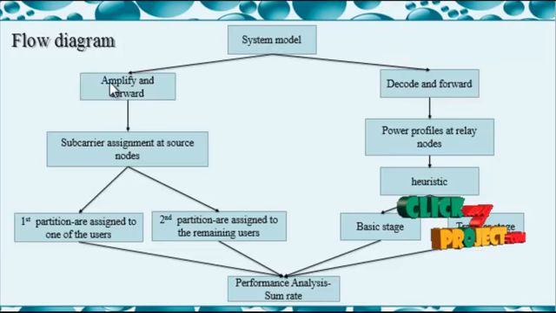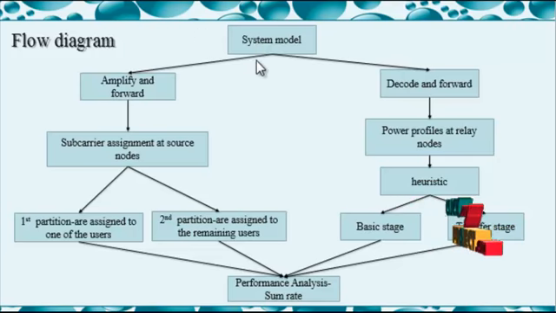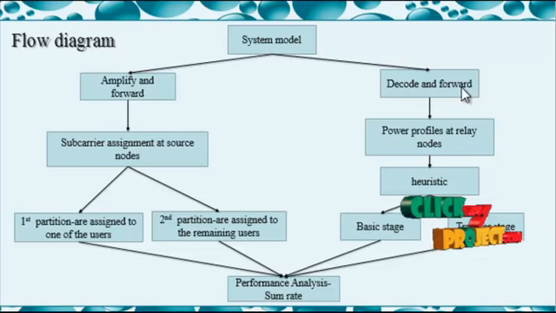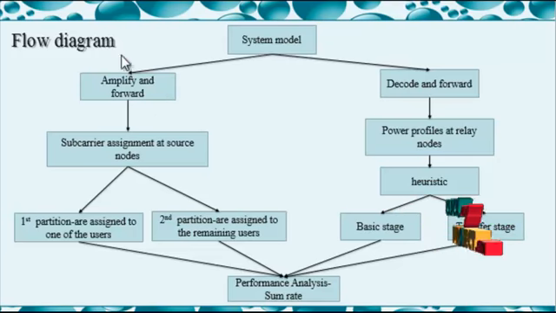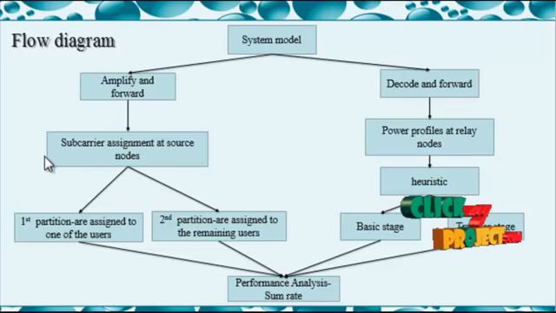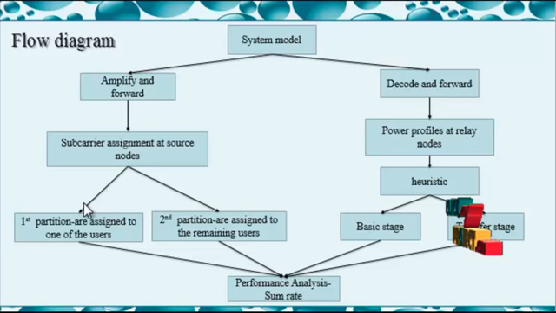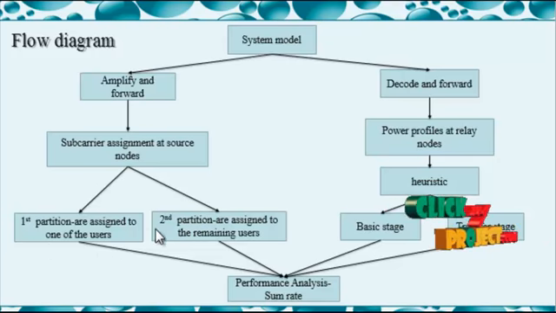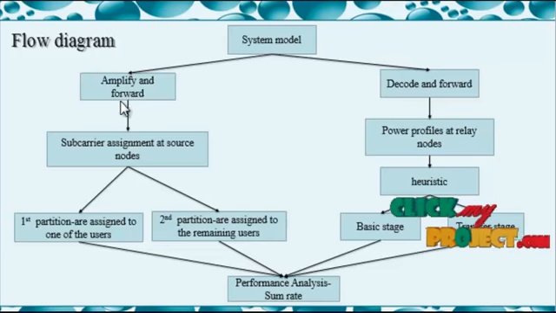Let us discuss the flow diagram of the project. First of all, this is the system model, and the system model is split into amplify and forward, that is AF, and decode and forward, that is DF. In the amplify and forward scheme, there is subcarrier assignment at the source nodes, which is subdivided into two parts. The first partition is assigned to one of the users, and the second partition is assigned to the remaining users. So this is the process of amplify and forward.